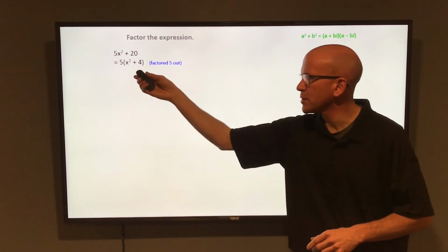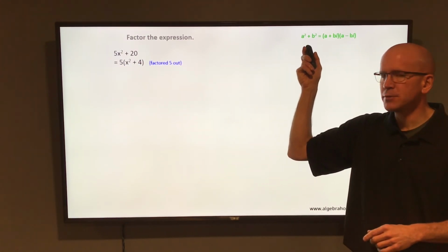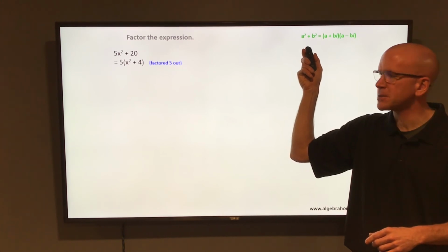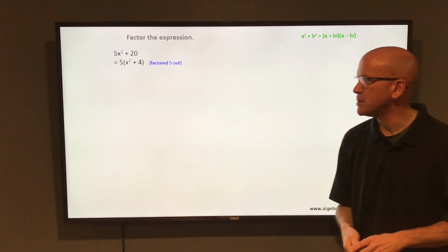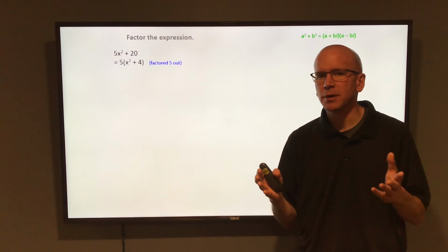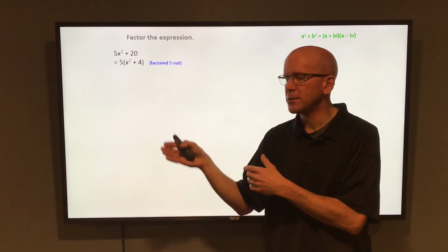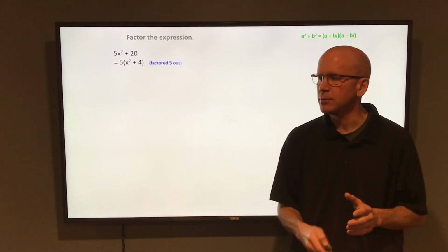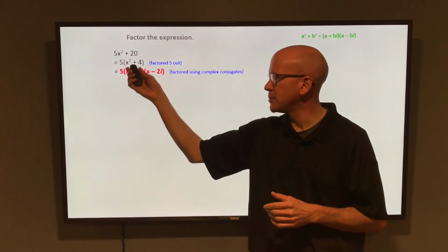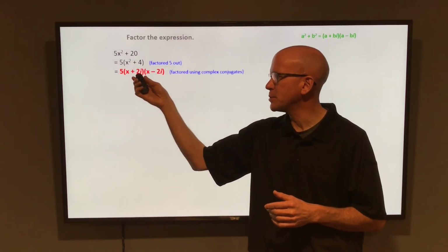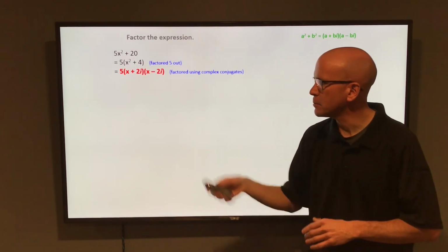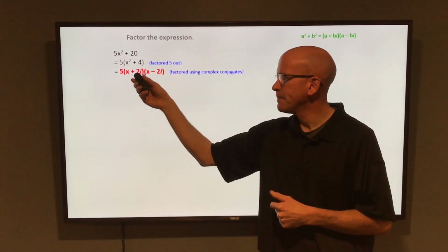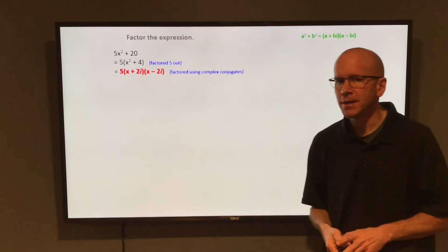Now that x squared plus 4, that is a sum of two squares. It's in the form of a squared plus b squared. That factors into a plus bi times a minus bi. Easiest way to think about that is what would that factor into if it was x squared minus 4? It'd be x plus 2 and x minus 2. Well, this, a sum of two squares, factors into x plus 2i times x minus 2i. So the complete factorization there is 5 times x plus 2i times x minus 2i.